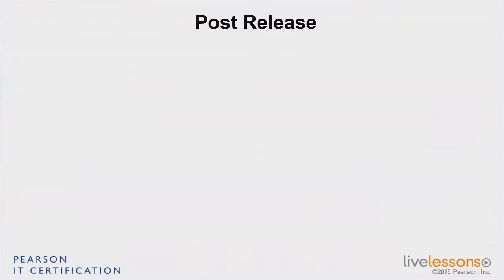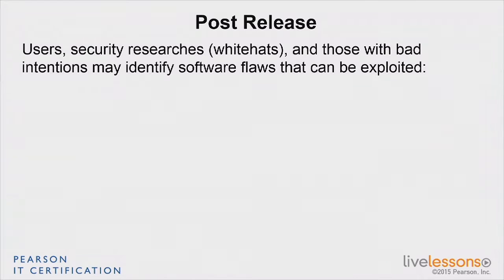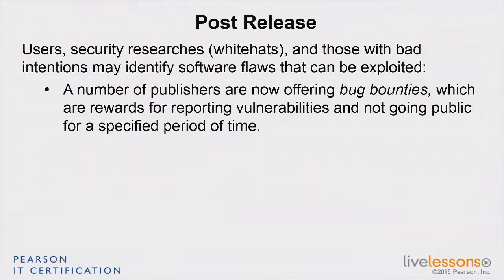So software has been developed and it's been released. And now we've moved into sort of a post-release phase. Users, security researchers, we'll also refer to them as white hats, and those with bad intentions may identify software flaws that can be exploited. Now, there are a number of publishers that now offer what's known as a bug bounty, which are rewards for reporting vulnerabilities and not going public for a specified period of time.